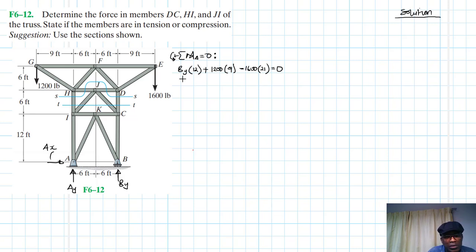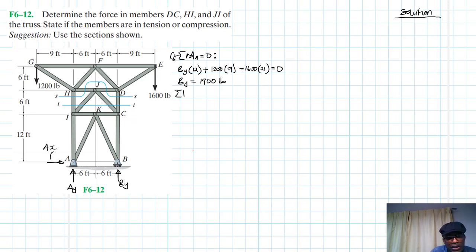Great. So now By therefore is just going to be equal to, we have 1200 by 9 minus 1600 by 21, then divided by 12. So our By is just going to be equal to 1900 pounds. Okay, 1200 by 9 minus 1600 by 21 divided by 12, 1900.